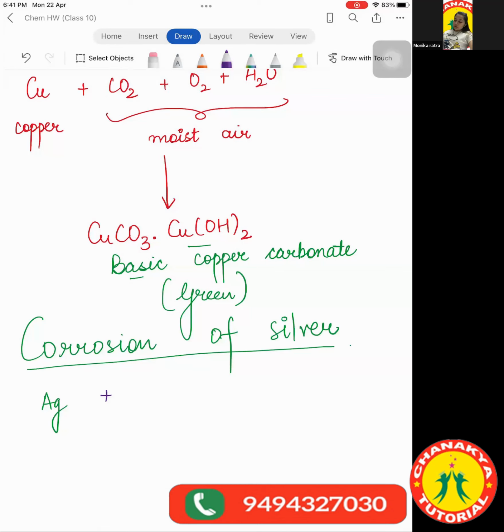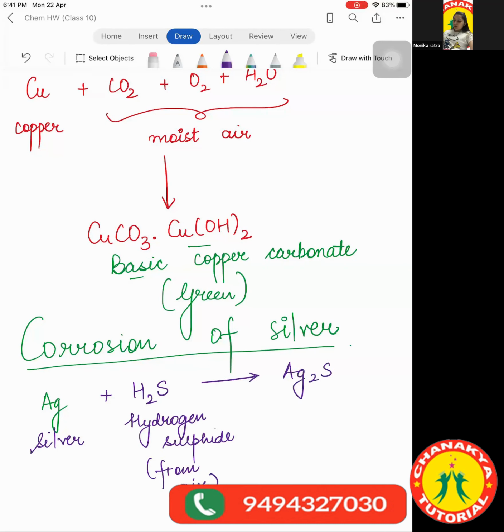So when silver reacts with hydrogen sulfide, this comes from air. There is no moisture here. This is your silver. Then it reacts and leads to the formation of Ag2S plus hydrogen gas. This is silver sulfide, which is black in color.